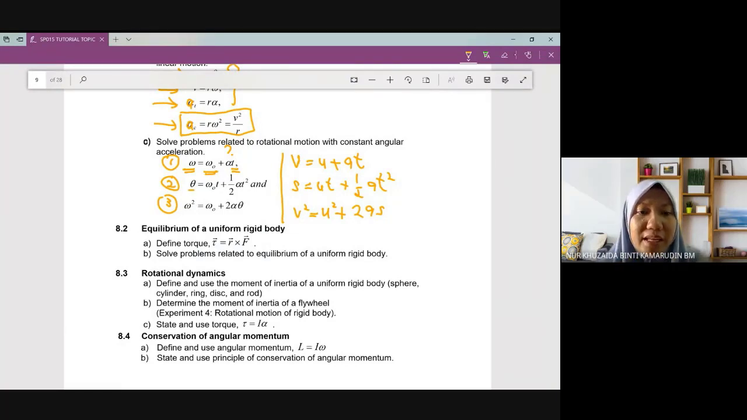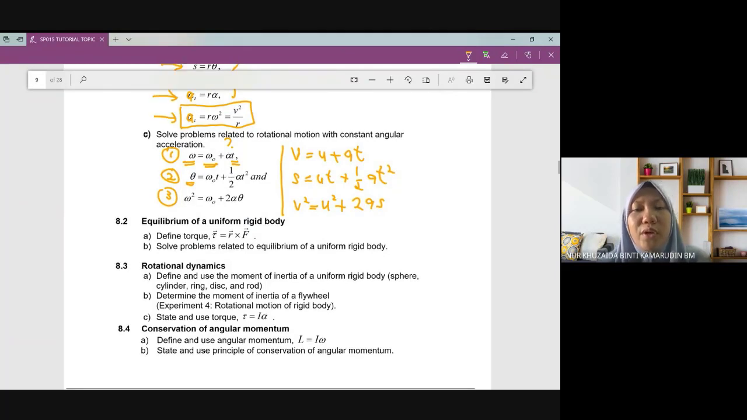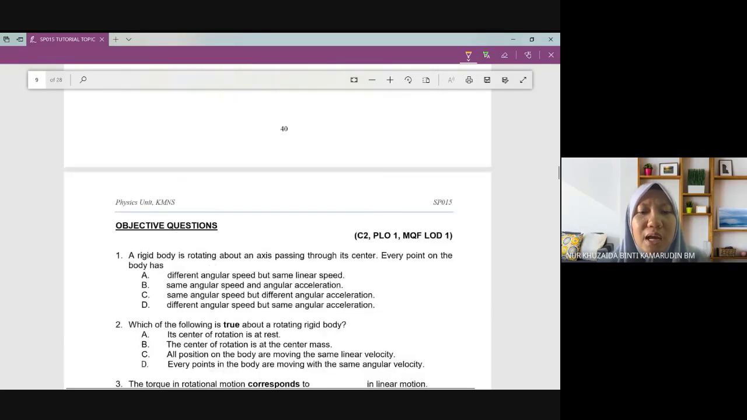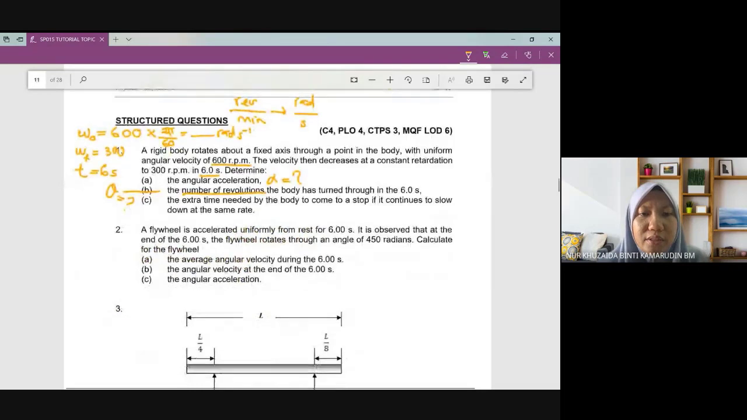So you nak cari nilai theta dekat sini. But remember, okay, we already have omega naught dalam radian per second. Okay. And also alpha, of course, you akan dapat radian per second square. Okay, but the question asks for how many revolution. Okay, the number of revolution.